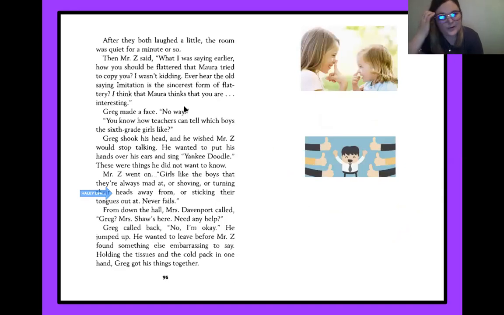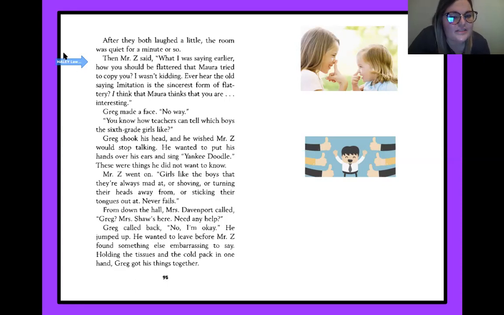So after they both laughed a little, the room was quiet for a minute or so. Then Mr. Z said, what I was saying earlier, how you should be flattered that Mara tried to copy you, I wasn't kidding. Ever hear the old saying, imitation is the sincerest form of flattery? I think that Mara thinks you are interesting.